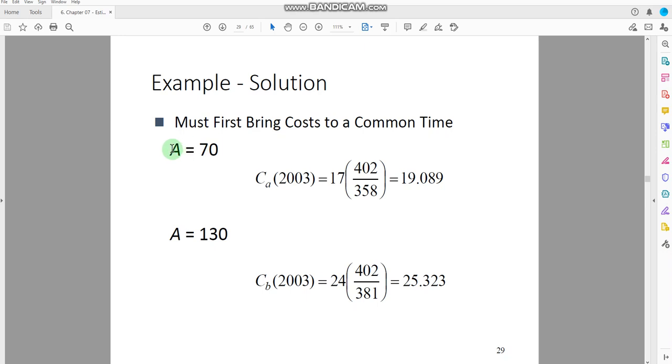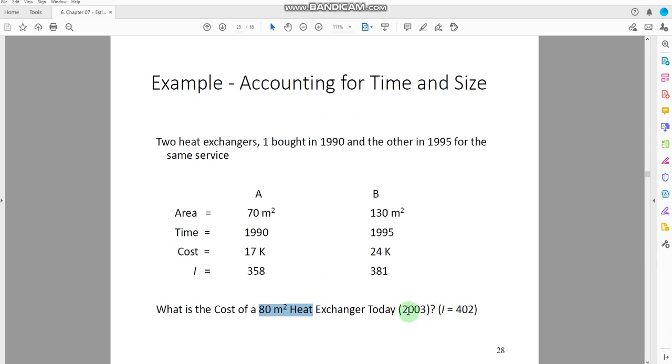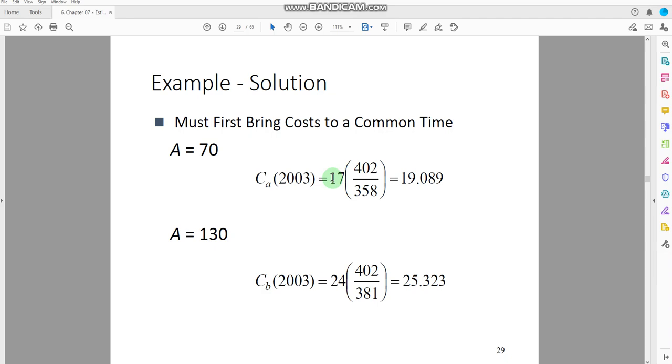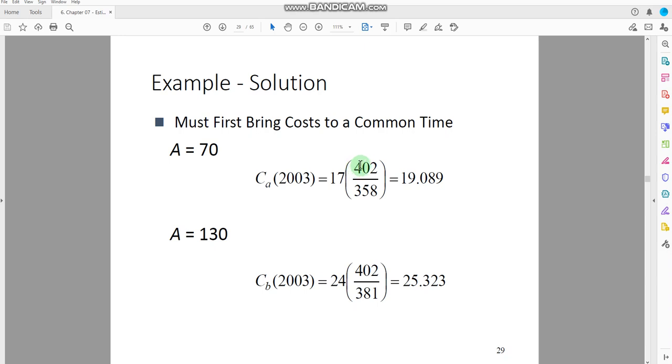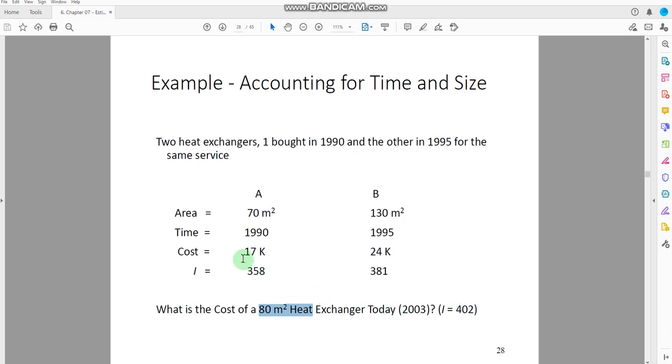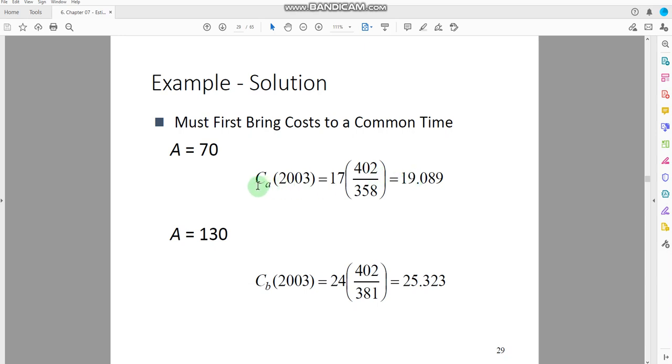For the A case, the area for the heat exchanger is 70 meters square. So the cost that we would find here for the year 2003, we have to compare it with this one, 2003. The value for the heat exchanger is 17,000. Then we have the cost index for 2003, that is 402, and the cost index for this one, that is 358. So the new value for the heat exchanger in 2003 would be $19,089.